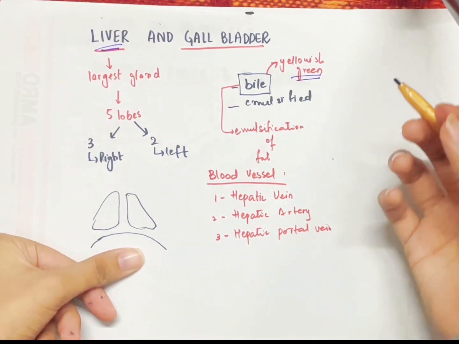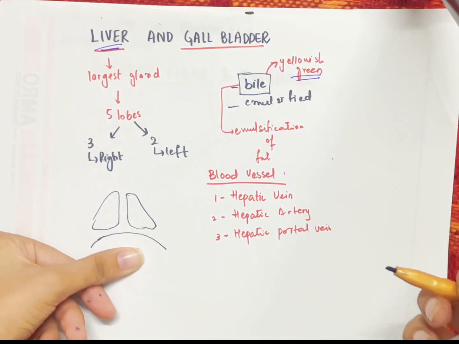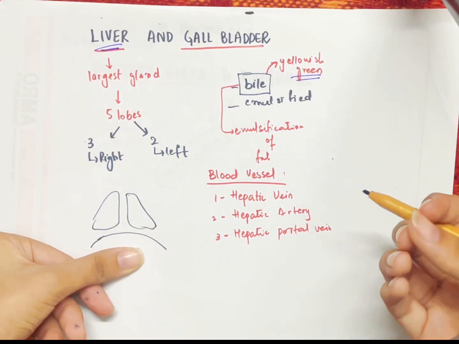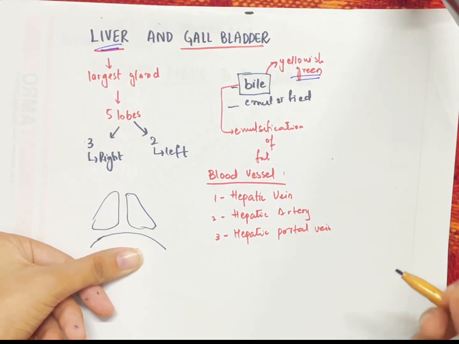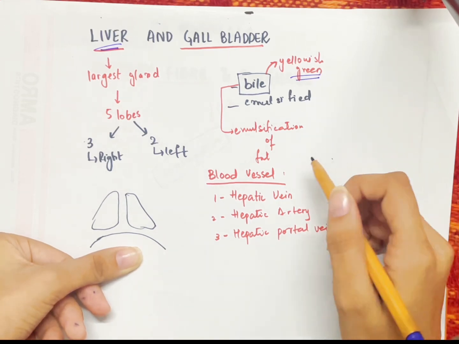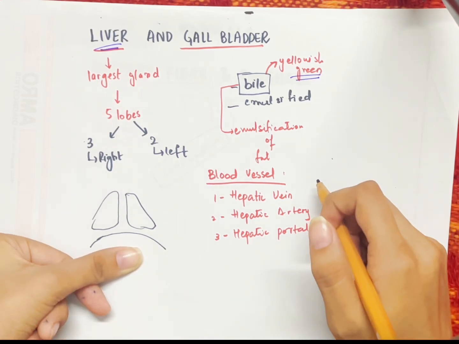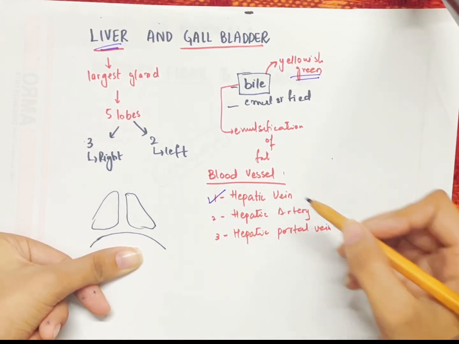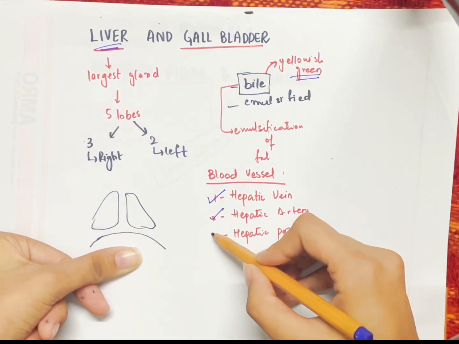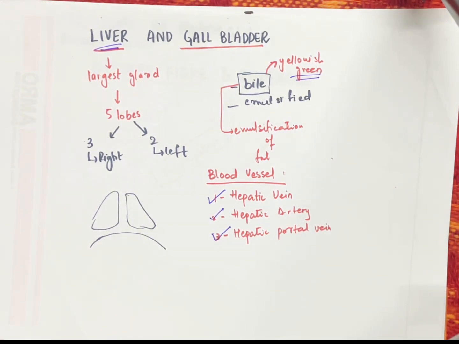It is very alkaline in nature, and it is an emulsified solution of a fat. That's why it appears as a white and yellowish green solution. The blood vessels that drain into the liver are the hepatic vein, the hepatic artery and the hepatic portal vein. These are the blood vessels that basically convey the blood into the liver and the gallbladder.